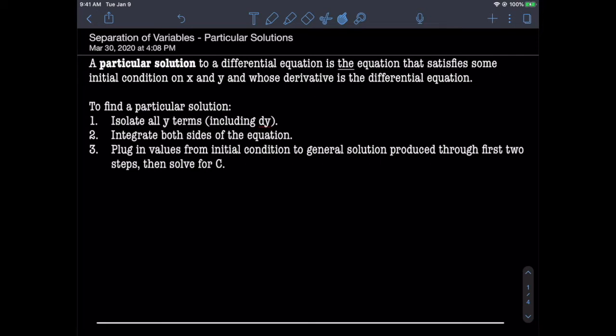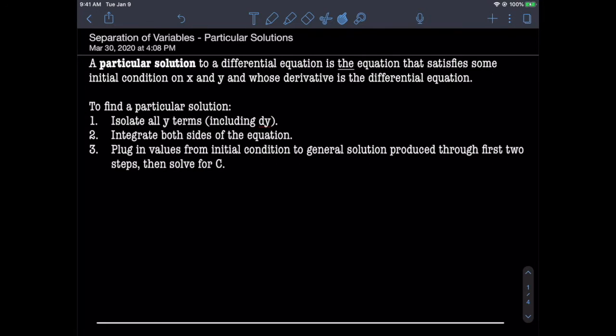The big difference in finding a particular solution over a general solution is that not only does a particular solution's derivative have to be the differential equation, but it also needs to satisfy an initial condition on x and y. The steps for finding a particular solution are almost exactly the same as those for finding a general solution, with the exception of the last step.